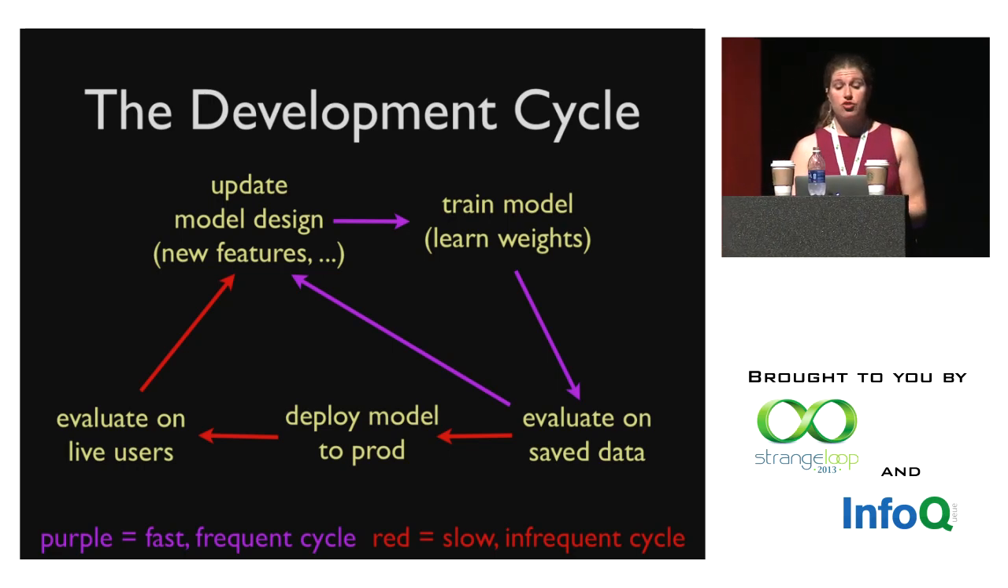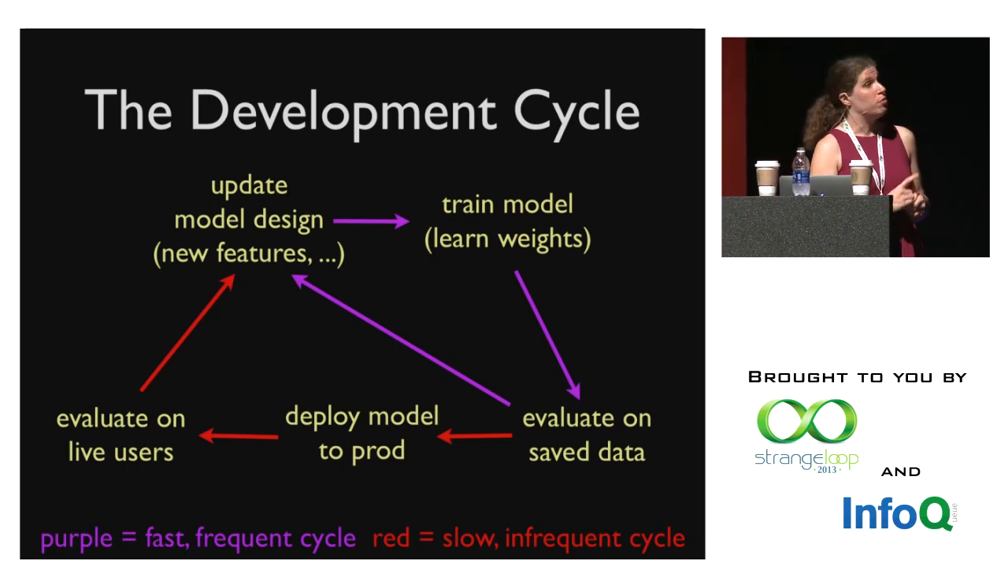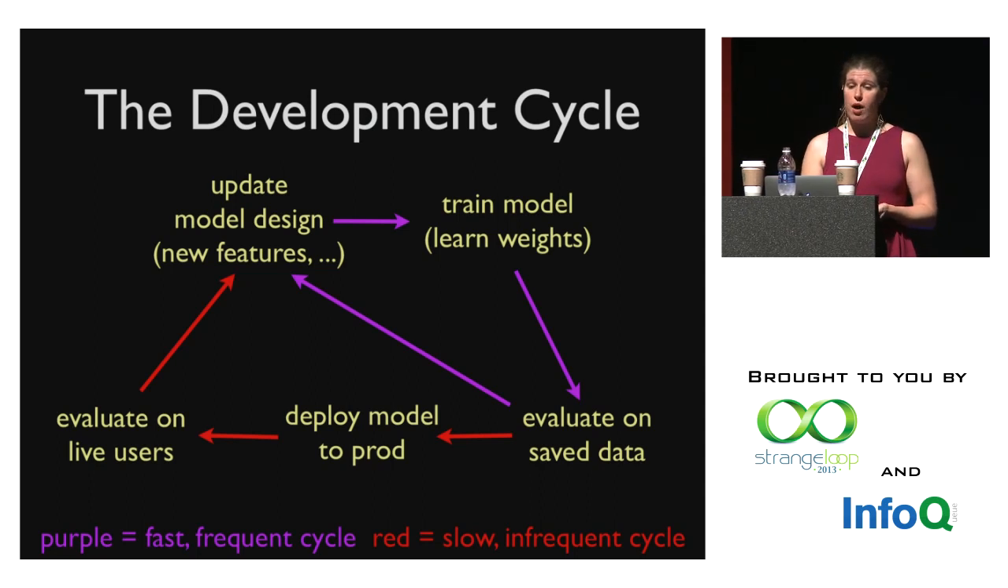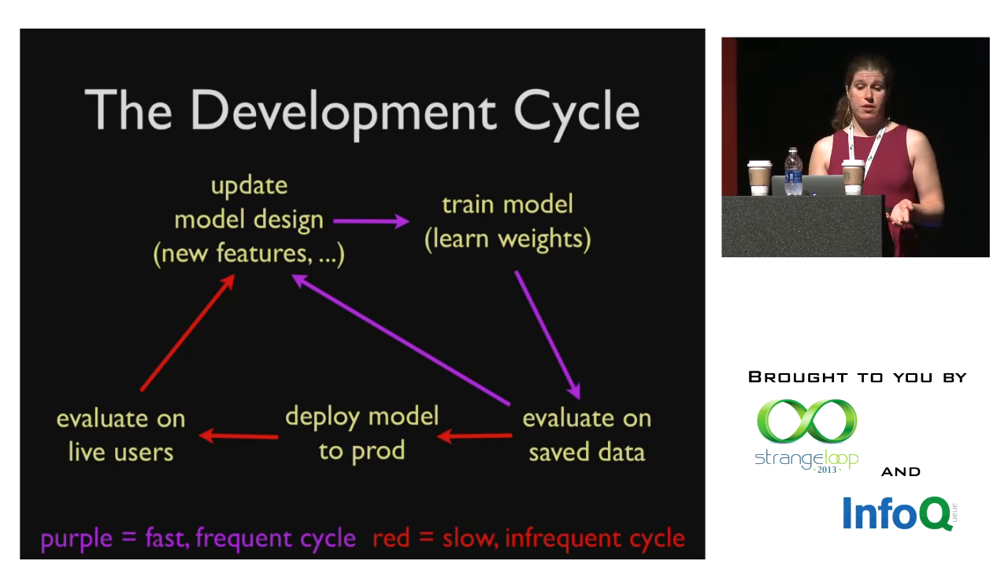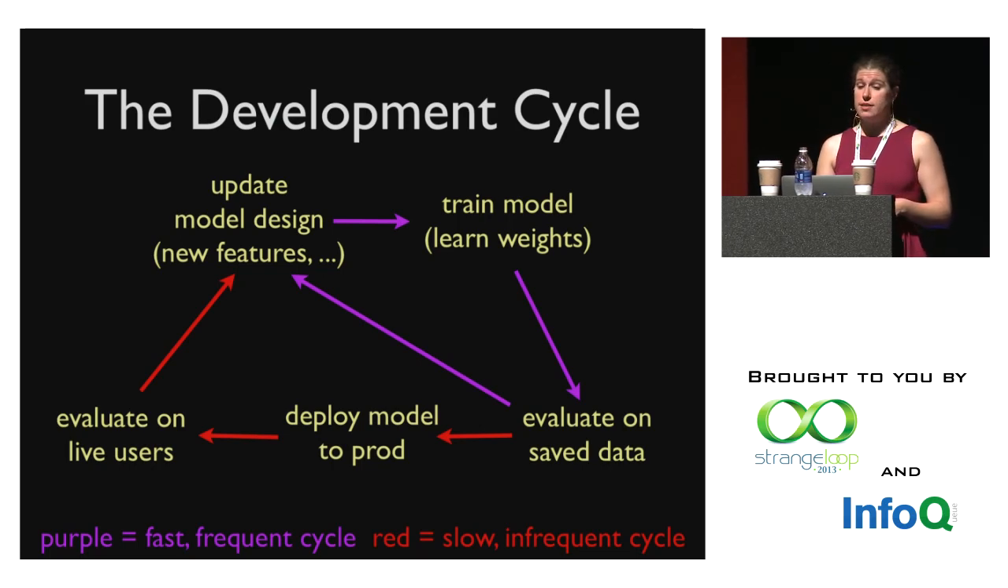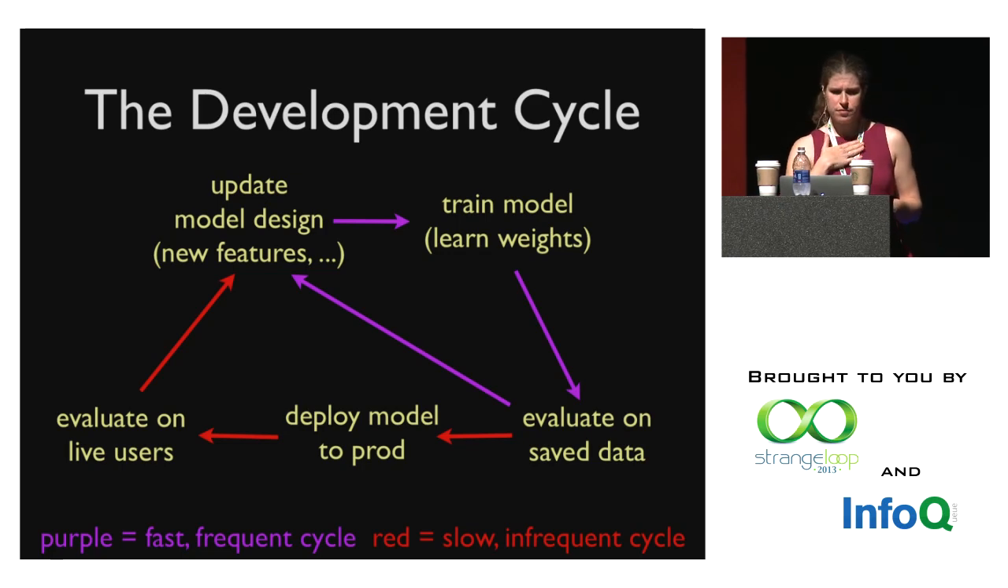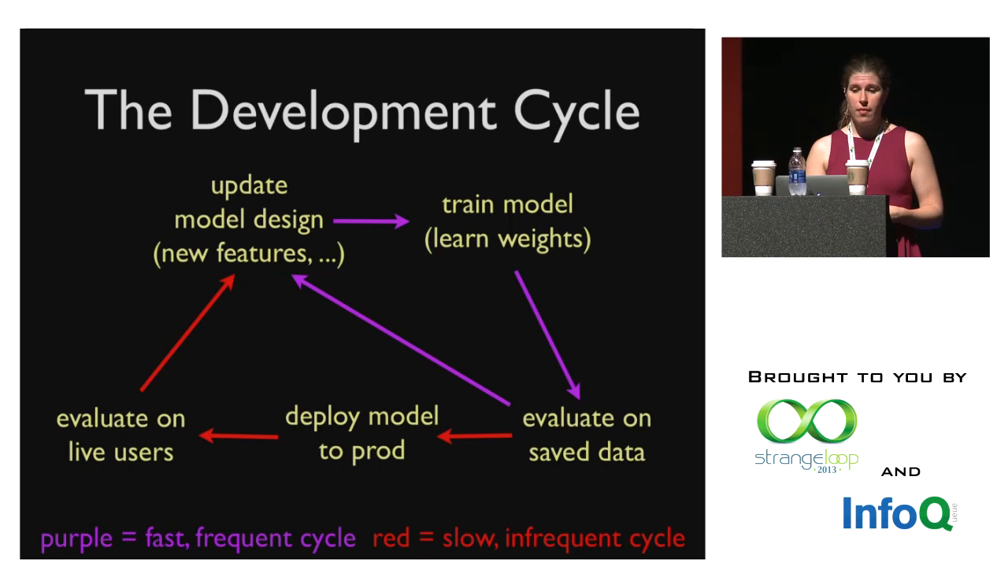So the cycle that I described in the first 3 steps is shown in purple here. We can train a model, we can evaluate it on our saved data, and then, based on the results of that evaluation, we update the model, usually by adding more features. This cycle is very fast because it operates entirely on saved off-session data. It also doesn't require us to use live users as guinea pigs.